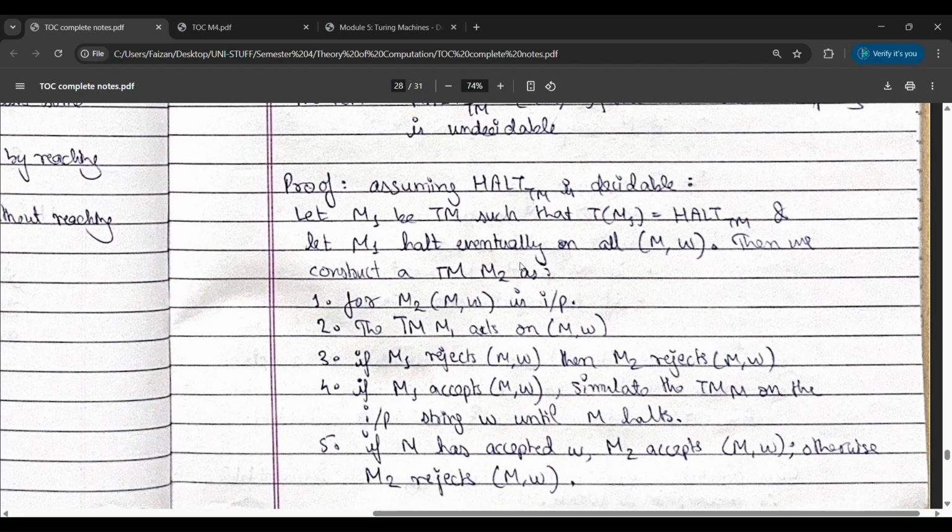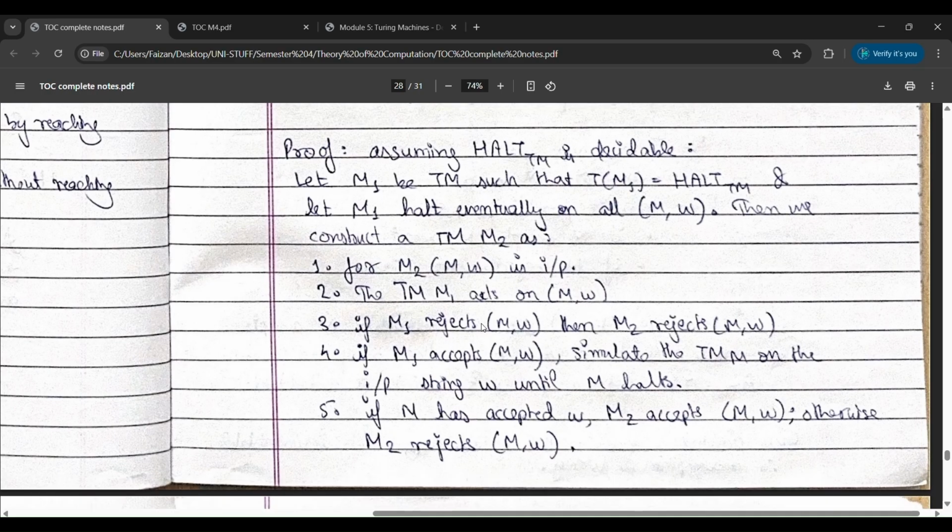And if it does, then we will create a Turing machine M2, for which we will give the input of M1. The Turing machine M1 acts on this input. If M1 does not accept this string, then M2 will reject it. M2 is working on M1, and M1 is working on the tape, the input that we've given it. If M1 rejects it, then obviously M2 will reject.